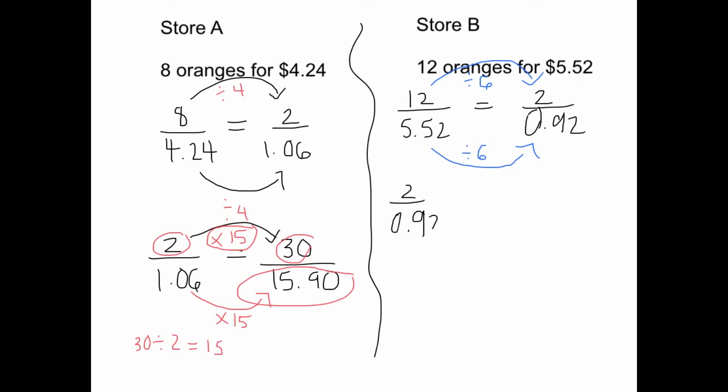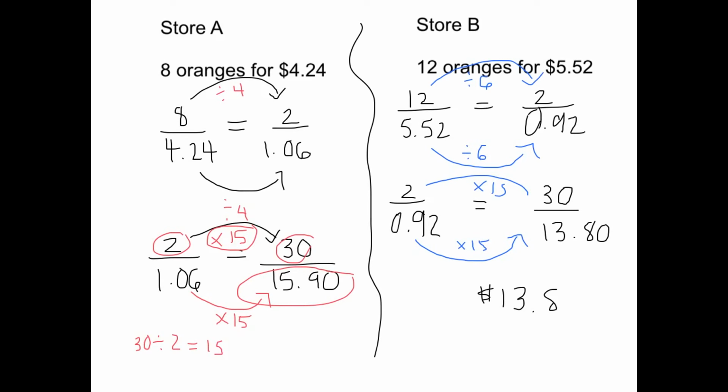Can you think about how you could find the price for 1 orange if you needed to? Again, we know that 2 is a factor of 30, and we've already figured out the scale factor in the first part of the problem. 2 times 15 gives us 30. So we need to multiply the numerator by 15. Whatever you do to the numerator, you must do to the denominator. So I'm going to multiply the denominator by 15, and I get 13.80. Therefore, I know 30 oranges at Store B cost $13.80.